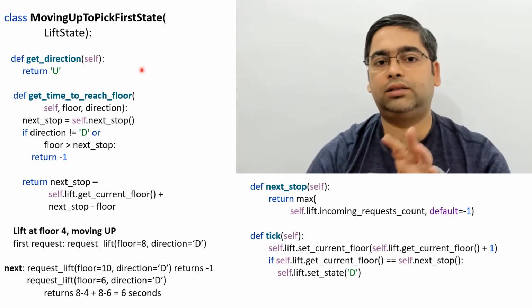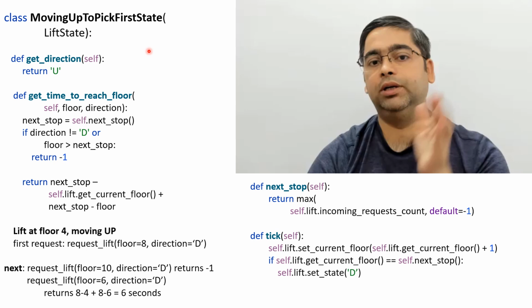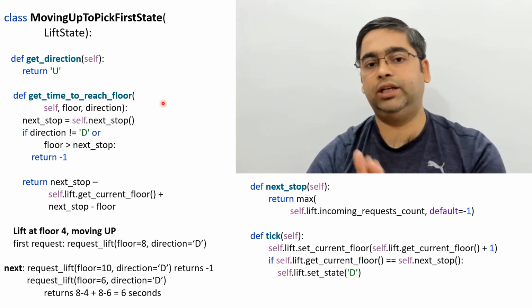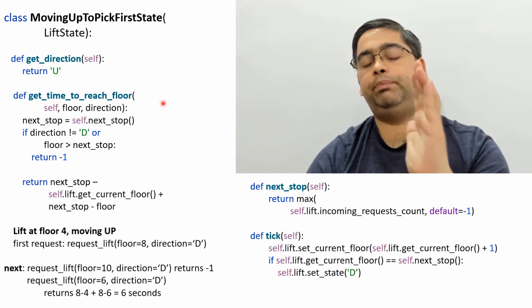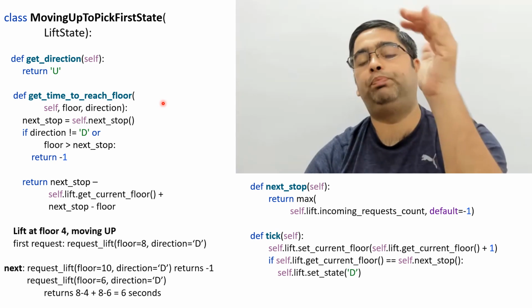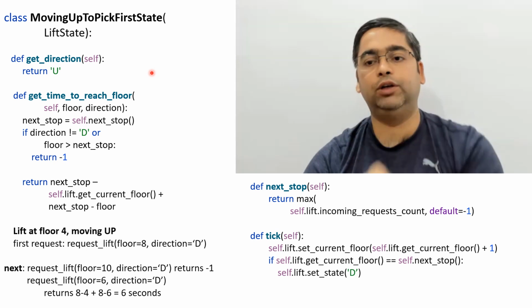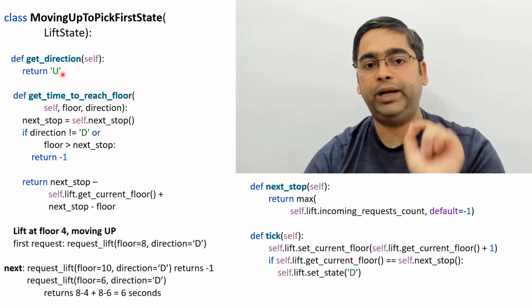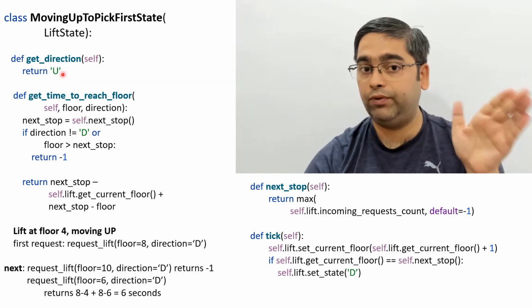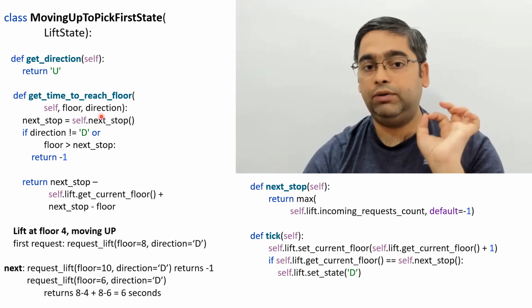Next, let's discuss how the moving up to pick first state will behave. So this is a lift, no one is inside the lift, it is moving up. Let's suppose the lift is at floor 4, it is moving up, it is going to pick its first passenger at floor 8, and that passenger, if they enter, will go down. So movement direction is up because right now it is moving up only. Get time to reach floor, it will take the next stop.